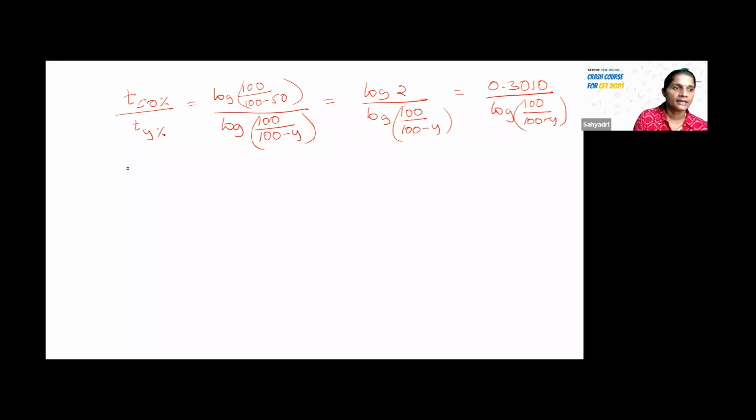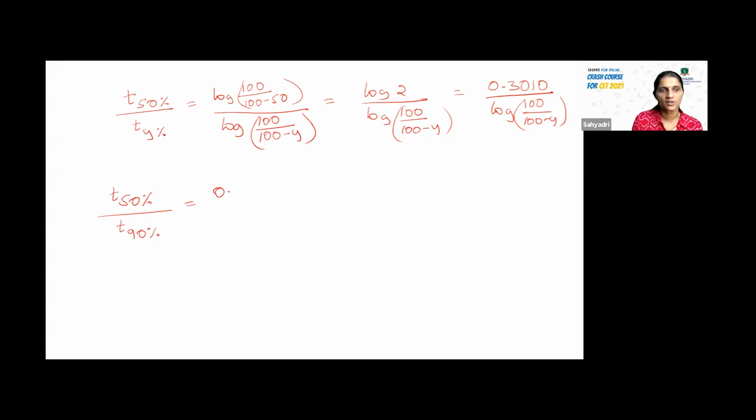What else? Now, from this, suppose the question is asked: T 50% of a reaction is given, and you are asked to calculate T 90%. Can you do that? Quick. Did you understand? T 50%, I'll give 20 minutes, 40 minutes, etc. I will ask you to find T 90%. Can you do that?